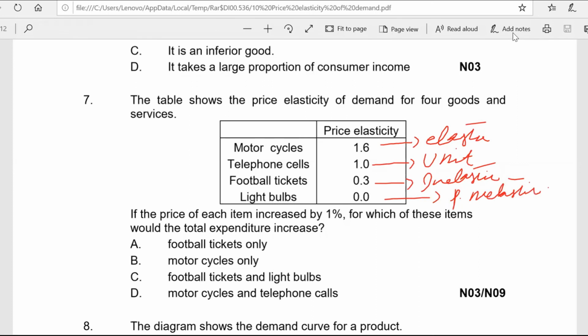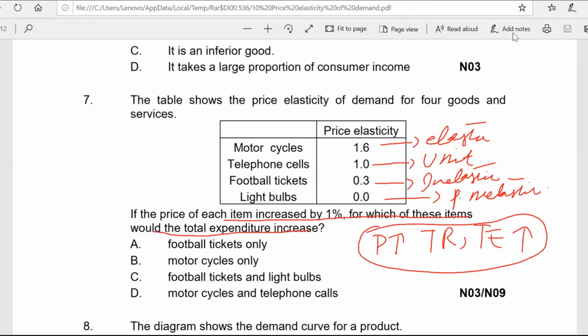So the question says that if the price of each item is increased by 1%, for which of these items would the total expenditure increase? As per inelastic demand, we know that when price increases, total revenue will increase and total expenditure will also increase. So we have to find out the inelastic demands. Football tickets have inelastic demand, light bulbs have inelastic demand. So these are the two goods which have inelastic demand, and in case of inelastic demand, if we increase price, total revenue of the firms and total expenditure of the individuals and firms increases. So we can see that in option C, football tickets and light bulbs have inelastic demand. So a rise in price of light bulbs and football tickets will lead to a rise in total expenditure.